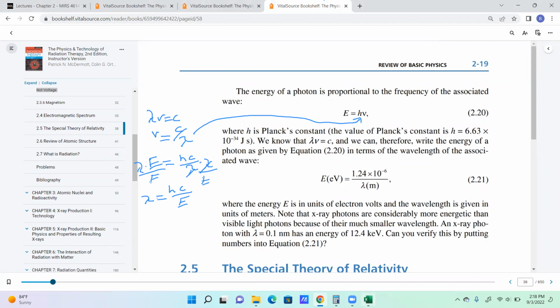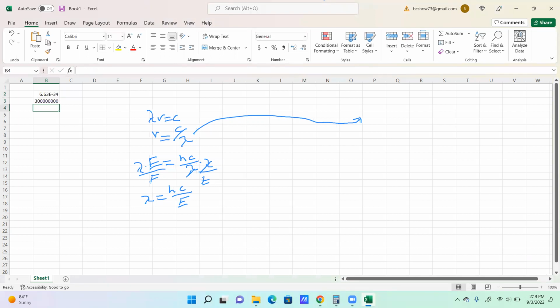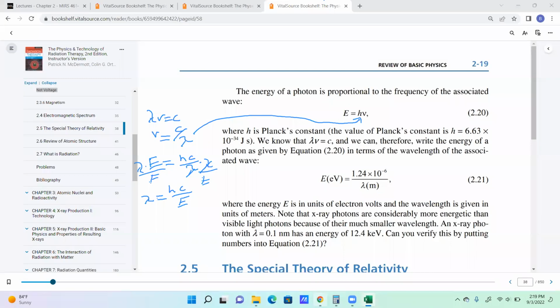And again, I'm going to go to Excel. So we know that h in this case is going to be 6.63 times 10 raised to the minus 34th. We know that the speed of light is 3 times 10 raised to the 8th. If we multiply them together, what do we get? We get 1.989 times 10 to the minus 25th. Now, does that match what we have here? Well, no, not exactly.